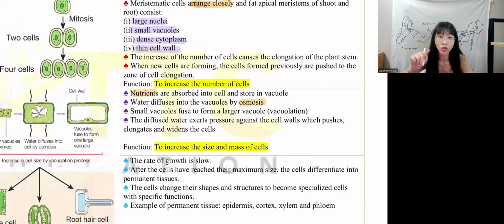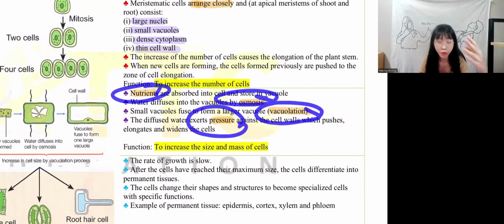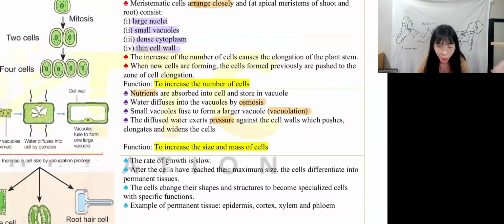All processes related to water, we have to use the word osmosis. Third, vacuolation. What is vacuolation? Small vacuoles fuse to form a larger vacuole. We call this vacuolation. And they will exert pressure against the cell wall when it becomes bigger in size. So to write this, because this is one of the parts they always ask in exams, you only have to remember 4 keywords: nutrients, osmosis, vacuolation, pressure.